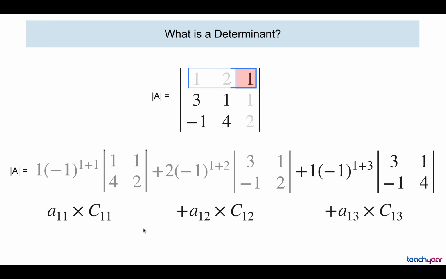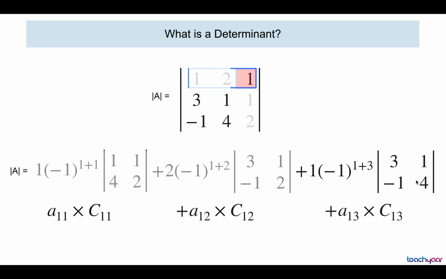So just to revise, what do you do to find the determinant? You take the first row of the matrix and you take the first element a11, you multiply that by the cofactor of 1, 1. You add to that a12 times the cofactor of 1, 2 plus a13 times the cofactor of 1, 3, and you're done.